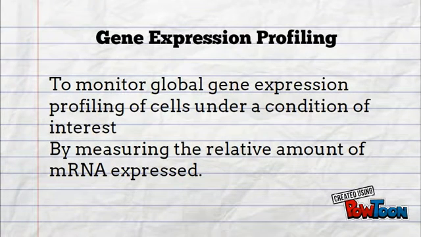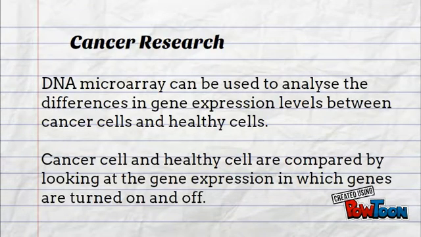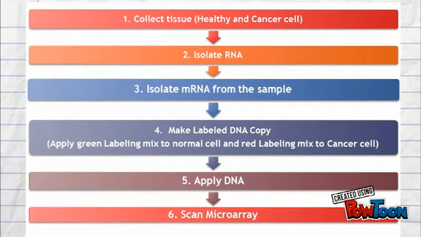But before that, what is gene expression profiling? It is used to monitor global gene expression profiling of cells under a condition of interest. It can be done by measuring the relative amount of mRNA expressed. In cancer research, DNA microarray can be used to analyze the differences in gene expression levels between cancer cell and healthy cell. Cancer cell and healthy cell are compared by looking at the gene expression in which genes are turned on and off. These are the steps of DNA microarray in cancer research.